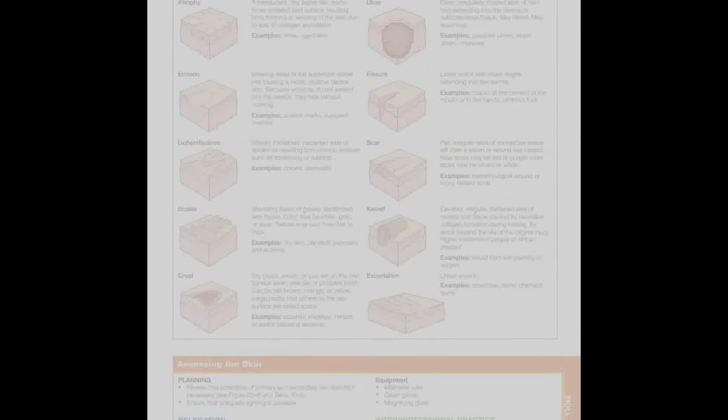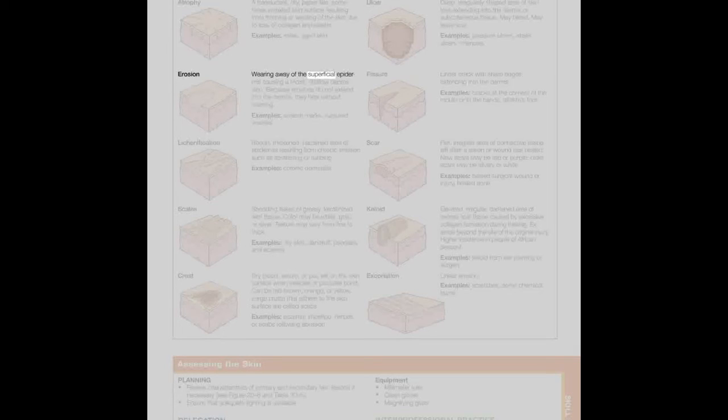Atrophy: a translucent, dry, paper-like, sometimes wrinkled skin surface resulting from thinning or wasting of the skin due to loss of collagen and elastin. Examples: striae, aged skin. Ulcer: deep, irregularly shaped area of skin loss extending into the dermis or subcutaneous tissue. May bleed. May leave scar. Examples: pressure ulcers, stasis ulcers, chancres.